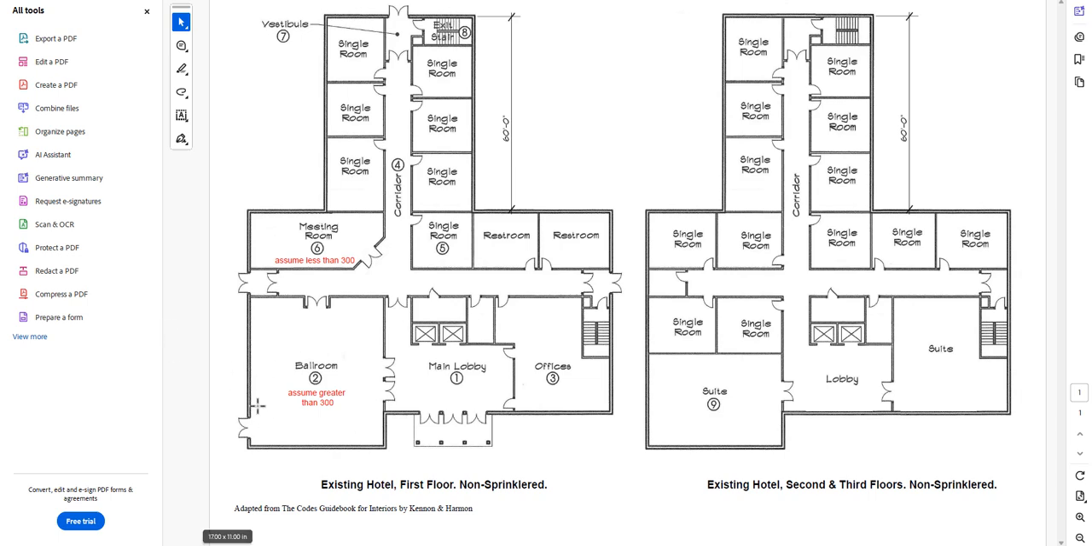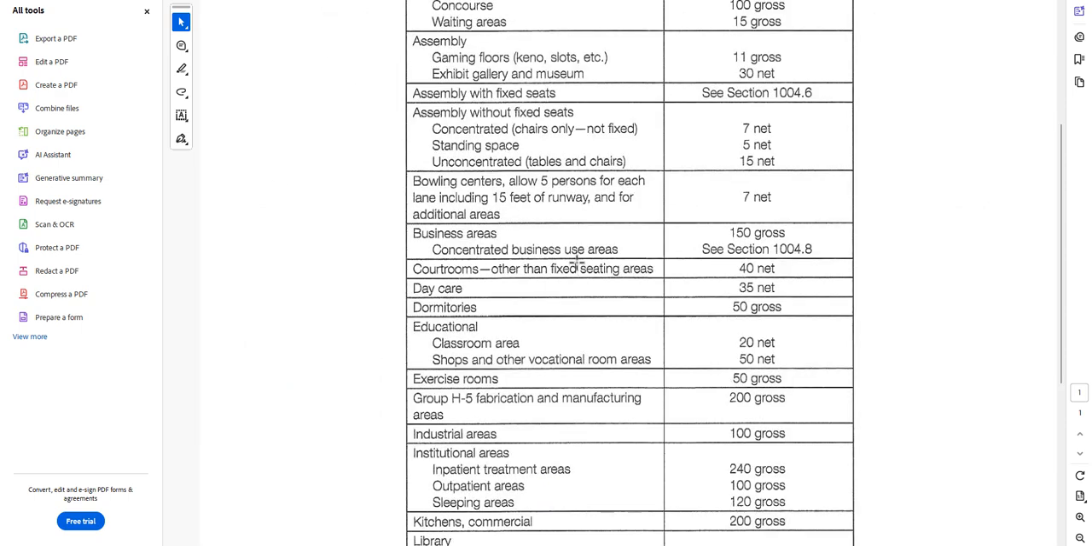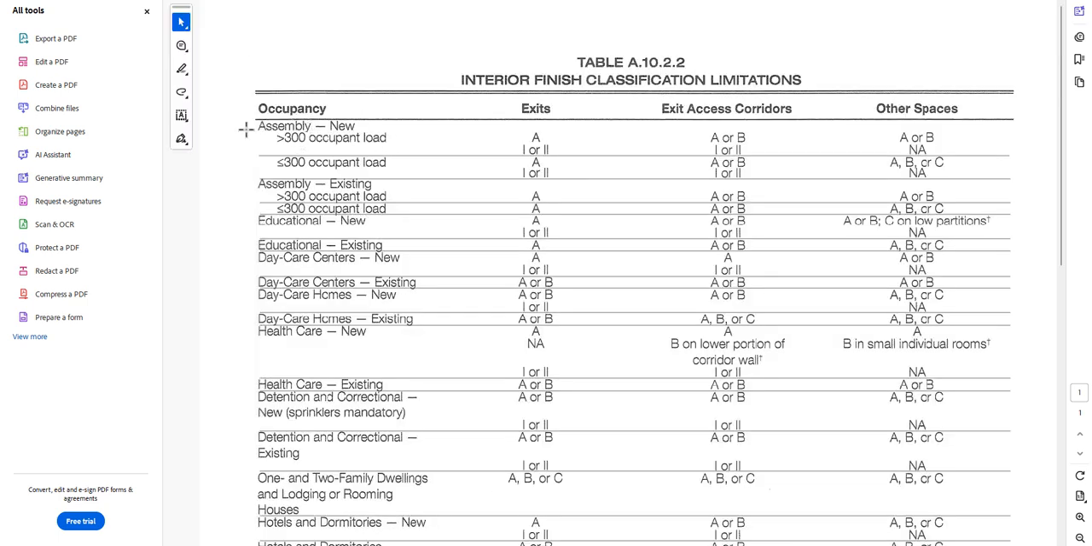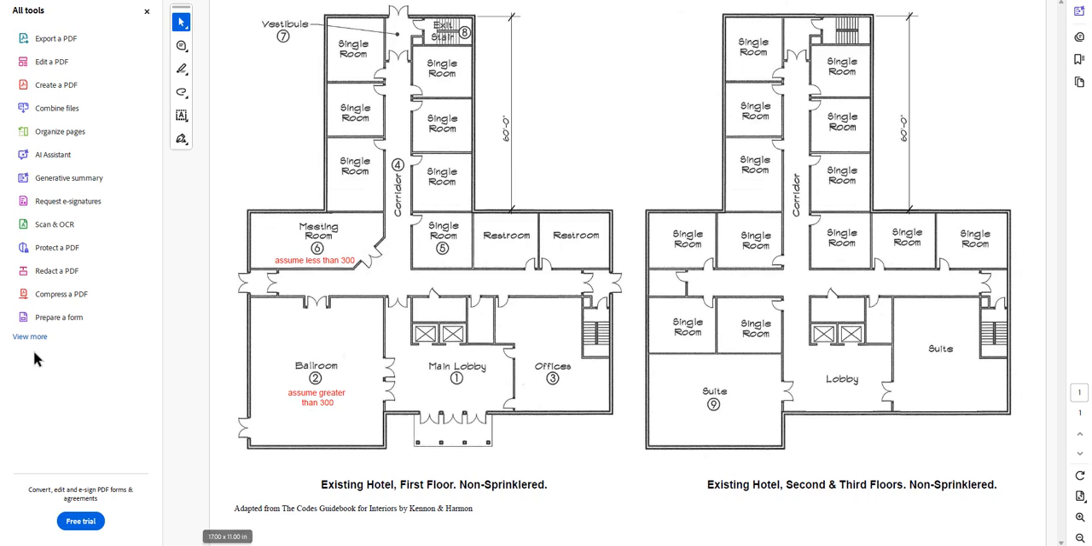Well, a ballroom, what kind of space is it? It's a space where people gather, maybe for a party, a dance, or maybe just for a large meeting. So a ballroom would probably be an assembly space. That's how we would understand it in this table, right? Whether it's concentrated or standing room doesn't matter for our table. We have assembly here, and it determines how many occupants there are. The project says that we can assume that there could be greater than 300 people here.